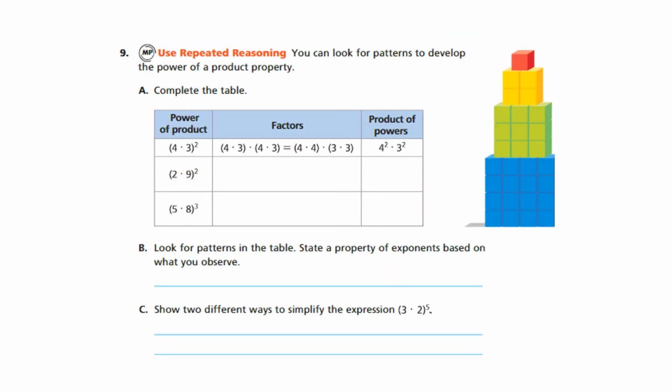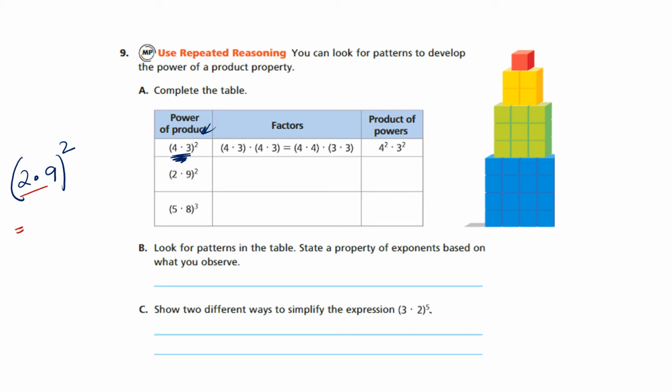Now look at the question. You can look for the patterns and solve it. Now what is the main thing? That there are two terms multiplying in the bracket and then outside there is a power. So let me write over here for you: (2 times 9) to the power 2. So how can we solve such a question?